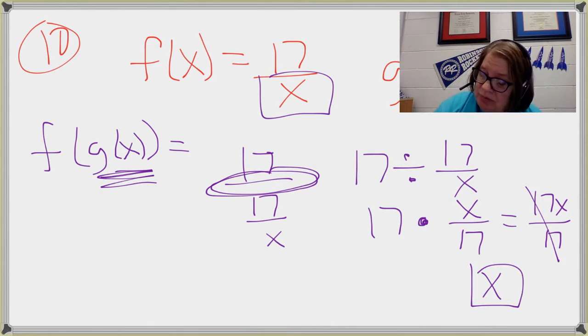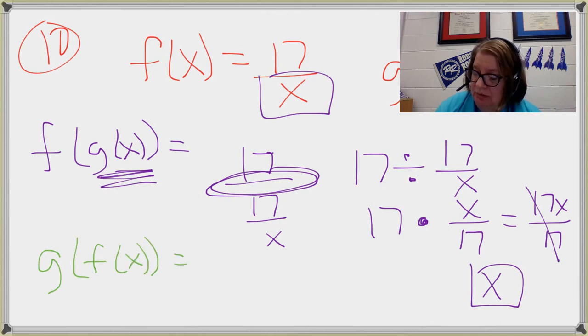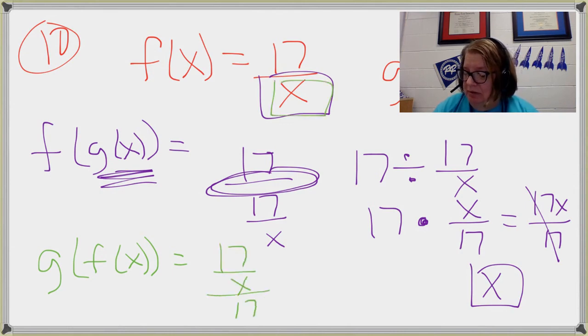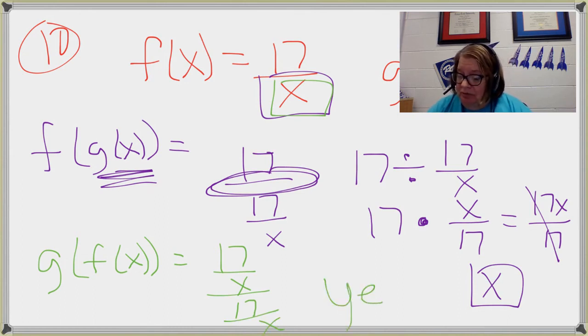Guess what happens if we did g of f of x? We're going to take this 17 over x and plug it into this 17 over x. And we get exactly the same thing. So yes, these are inverse functions.